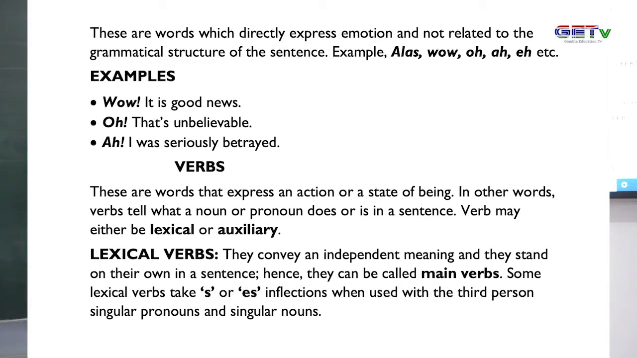Let's look at examples here. Example 1: Wow, it is good news. 2. Oh, that's unbelievable. 3. Ah, I was seriously betrayed. By looking at these examples, wow, oh, and ah are expressing emotion. That's why they are followed by exclamation marks to express strong emotion. So that's it for interjections.